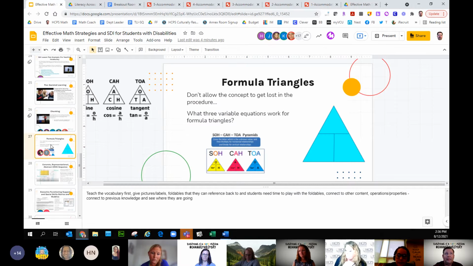All right, I'm going longer than 2 minutes per slide here, so I'm going to try to pick it up a little bit since I'm not following my own directions. Formula triangles.